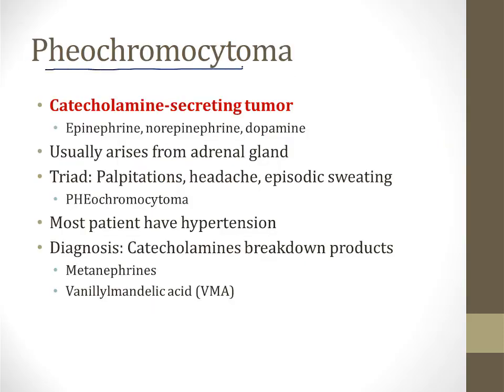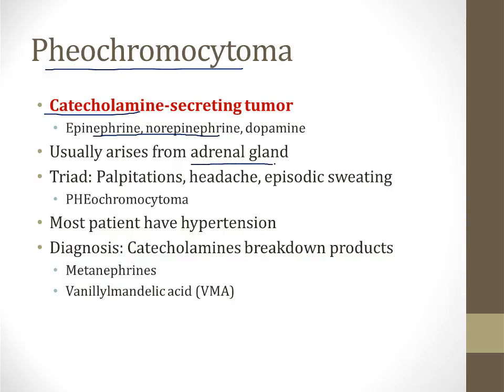Pheochromocytoma is a very rare cause of secondary hypertension. These are tumors that secrete catecholamines like epinephrine, norepinephrine, or dopamine. I talk about these in more detail in the endocrine section modules on the adrenal gland, and that's because these tumors usually arise from the adrenal gland.